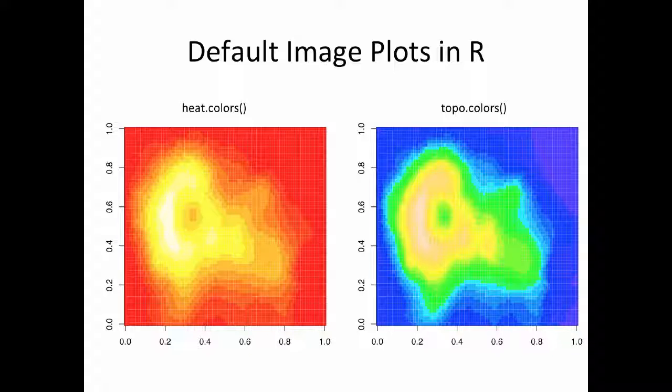For the heat colors, if you know what fire is, it may be reasonable to see that picture and know what is low and what is high. For the topographical colors, it's maybe not immediately clear to some people what is low and what is high. The fact that blue is low and green is higher than blue may not be particularly obvious. It's not particularly obvious to me.